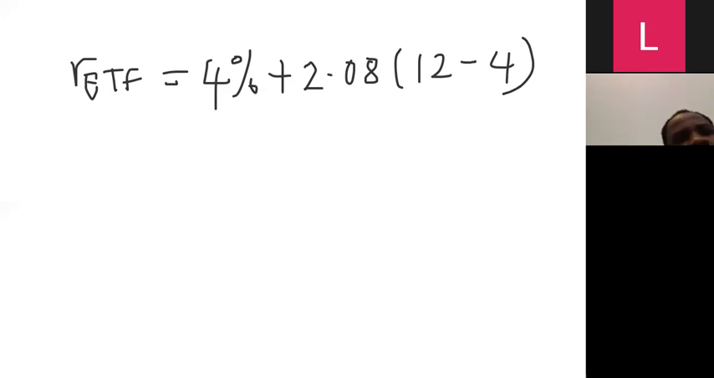And that gives you 4 plus 2.08 into bracket 12 minus 4, which is 20.64. So R of ETF is equal to 20.64.